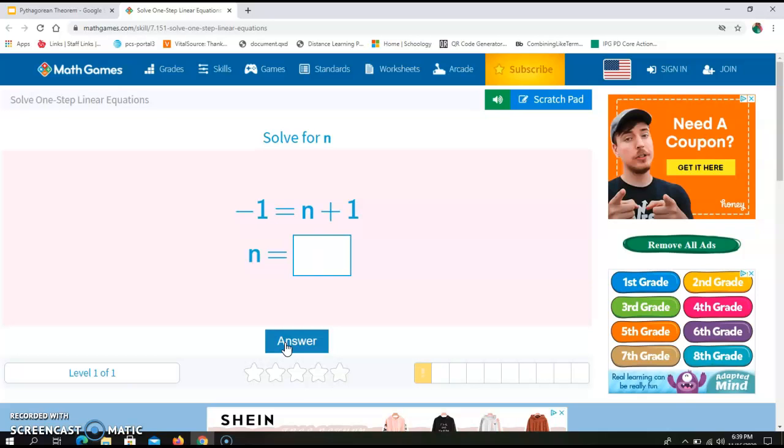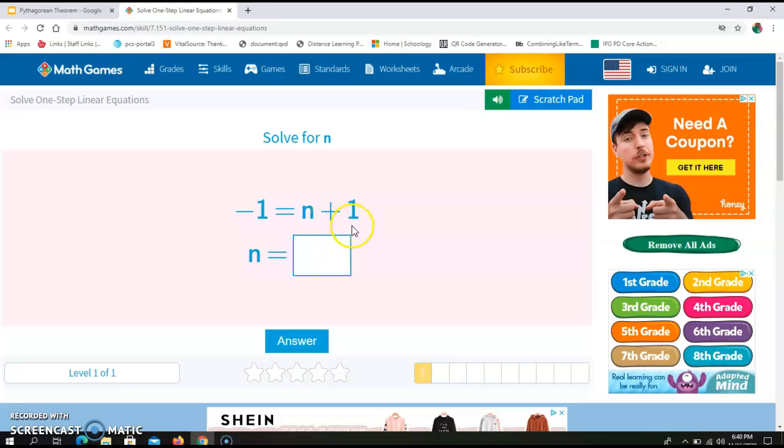Okay, and we will try one more. We have negative 1 equals n plus 1. And that statement is basically saying something plus 1 gives us a negative 1. We use the inverse operation. We have a positive 1 on the right hand side. The inverse operation is a negative because it's addition. The inverse operation is a subtraction. So negative 1 on both sides.